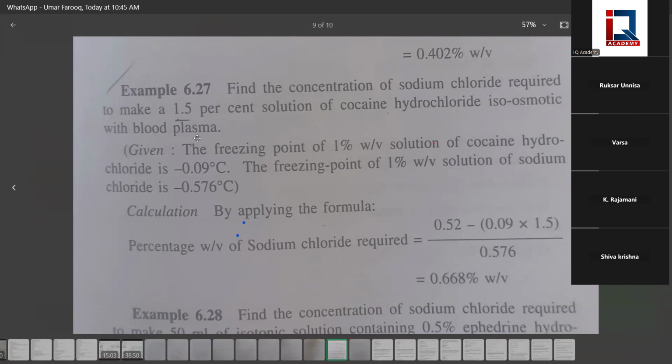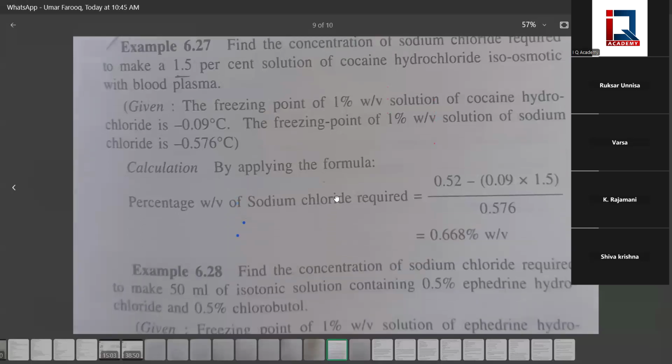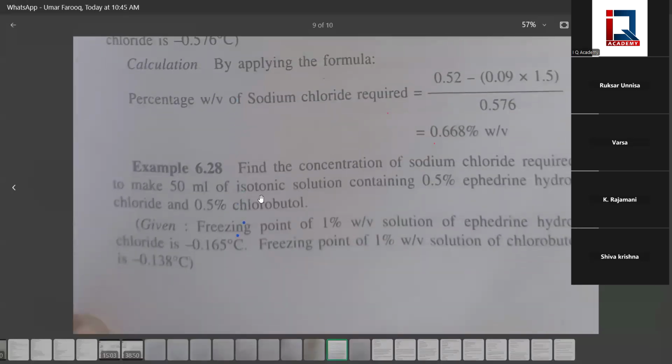Got it guys? Yes, sir. Thank you. So let's see the next example problem. Find the concentration of sodium chloride required to make 50 ml of isotonic solution. Here the volume is given, containing 0.5% ephedrine hydrochloride and 0.5% chlorobutanol.